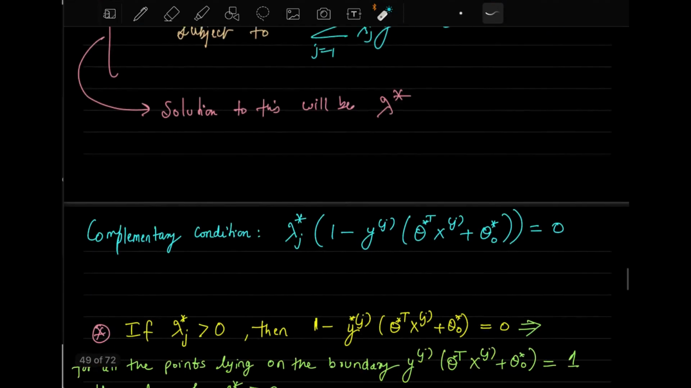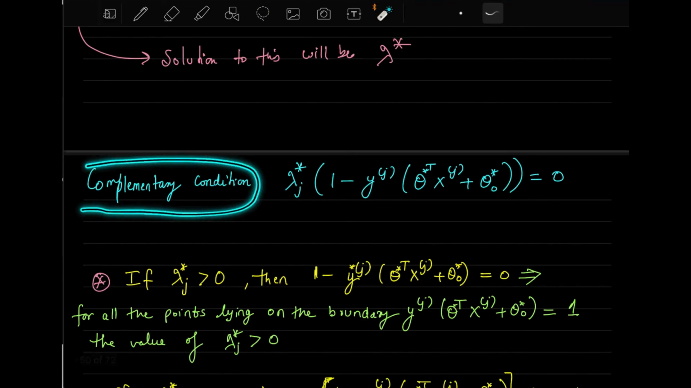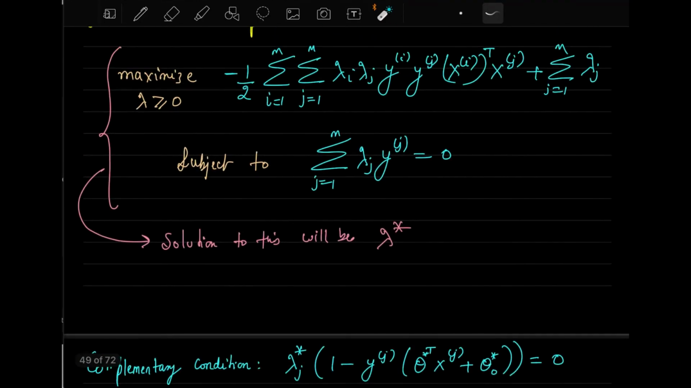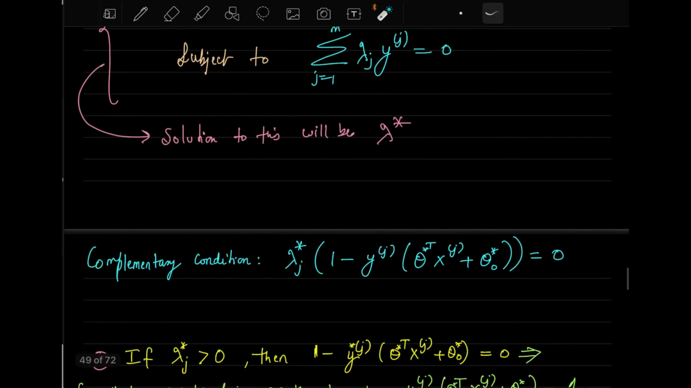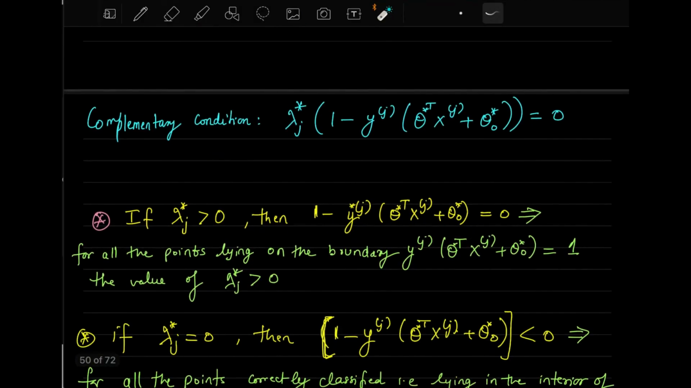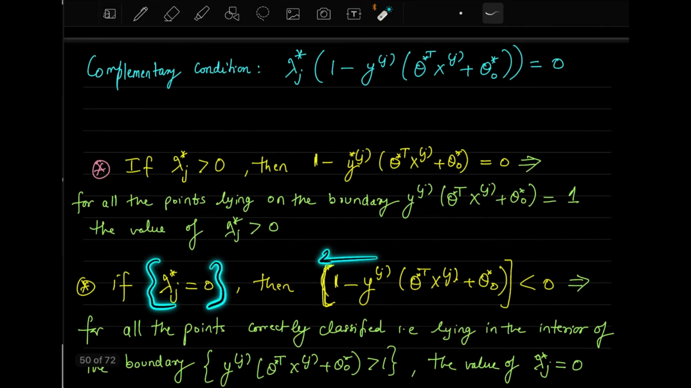So recall the complementary condition that we were discussing earlier. This is the complementary condition that we have. Now the important part is, we want to understand what this lambda star actually is. In order to understand it, we are going to the complementary condition again. In this condition, I have told you already that if this is greater than 0, this will be equal to 0, and if this is equal to 0, this has to be less than 0. I have explained this equation, but the interpretation of this is required.